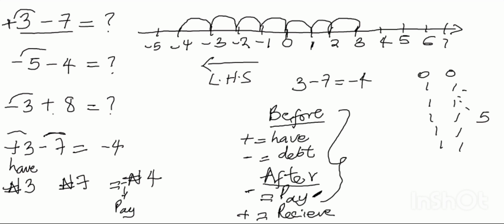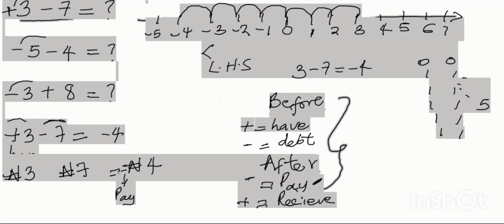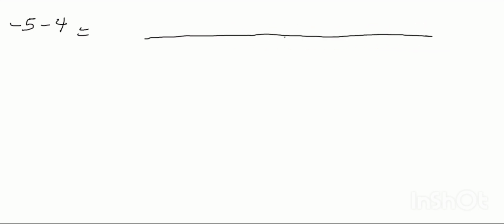That's how 3 minus 7 is -4. So I believe this business approach is going to make this very much easier for you. We have -5 minus 4. Now we're also going to use the number line again to try to solve that.